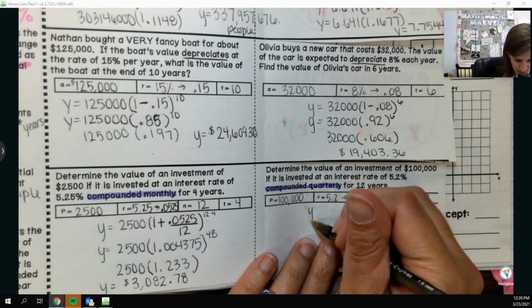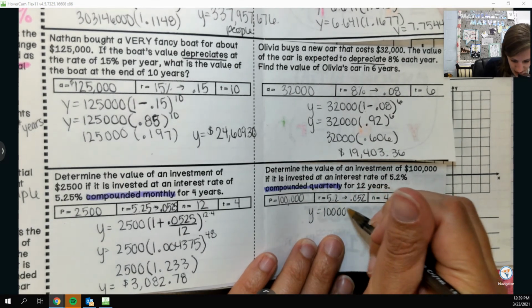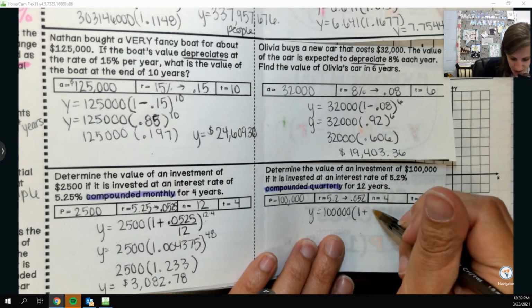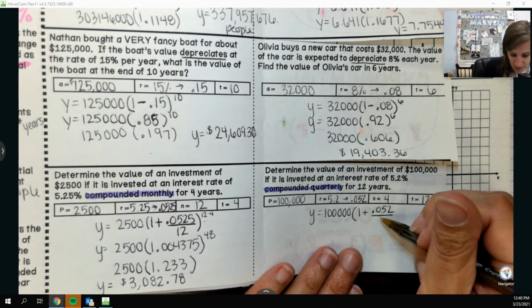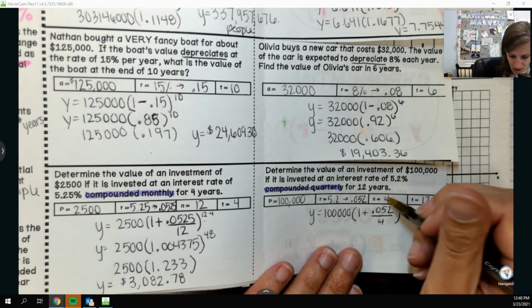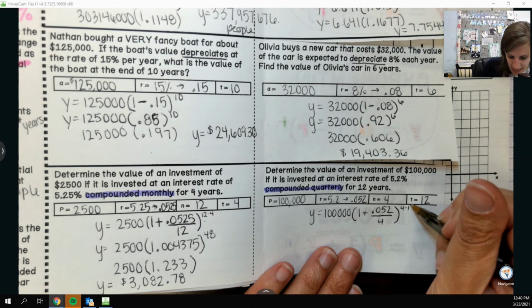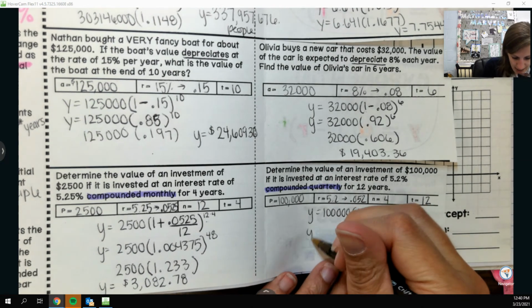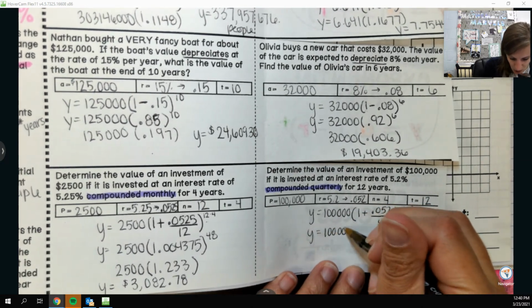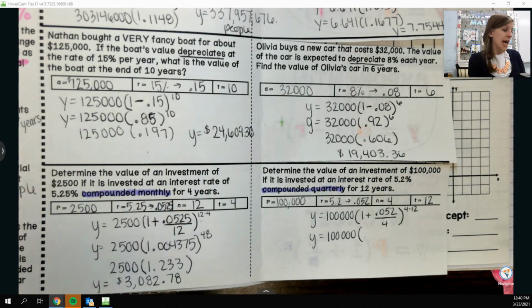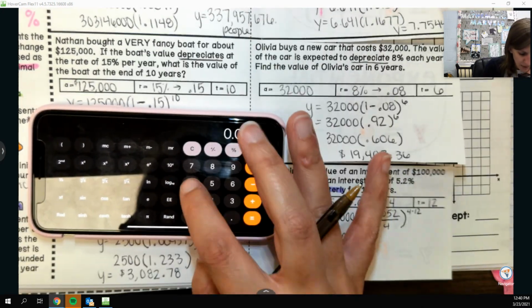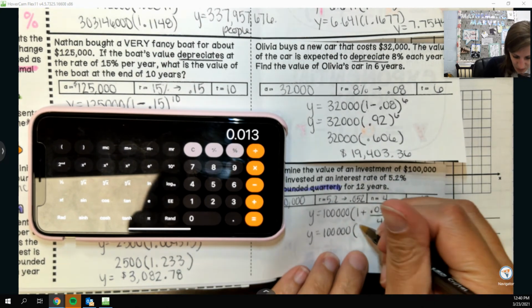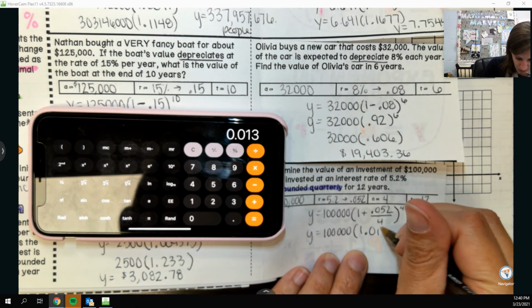So when we plug it all in, we'll have y equals our 100,000, parenthesis 1 plus our rate as a decimal over the number of times compounded, to the number of times compounded times time. And then we follow the same steps like last time. So we're going to divide first, and I want to divide in my calculator because decimals are scary. So 0.052 divided by 4, and then add that with the 1, so 1.013.